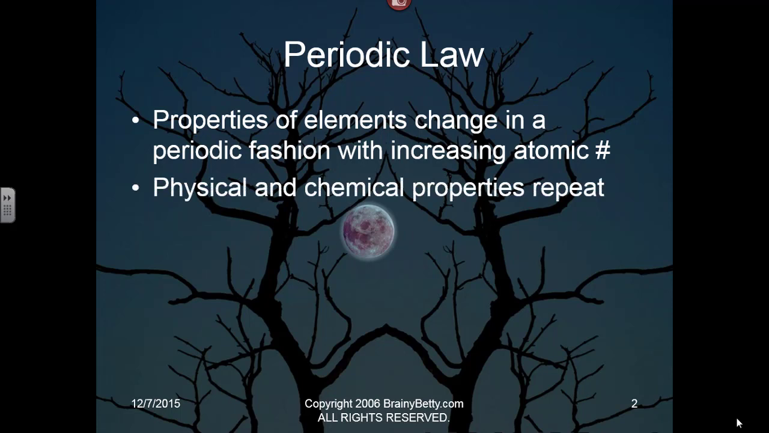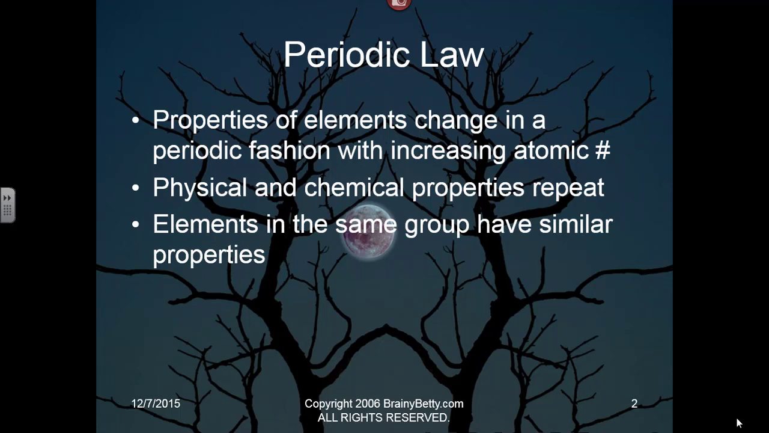That means that the physical and chemical properties of the elements, to a certain extent, repeat themselves. As the atomic number increases, you move from one row to the next row, then you will see those properties start to repeat. We also know that elements in the same group or in the same family have similar properties. So we've talked about groups like the alkali metals, groups like the halogens, and how all of the elements in those groups have similar properties and characteristics.